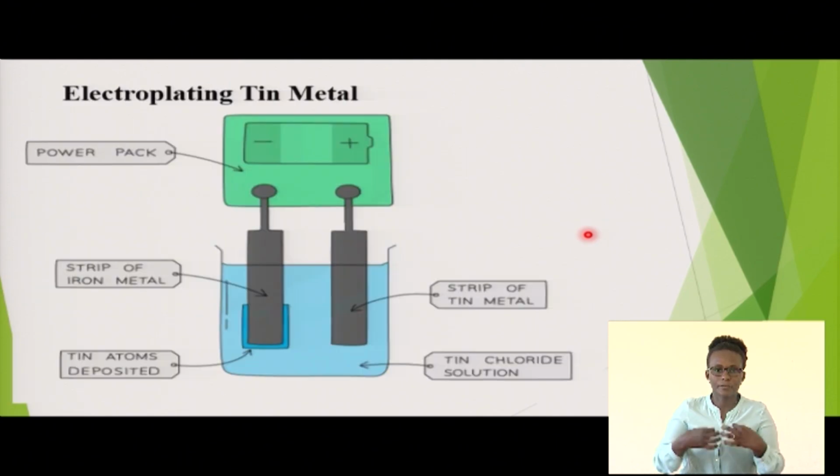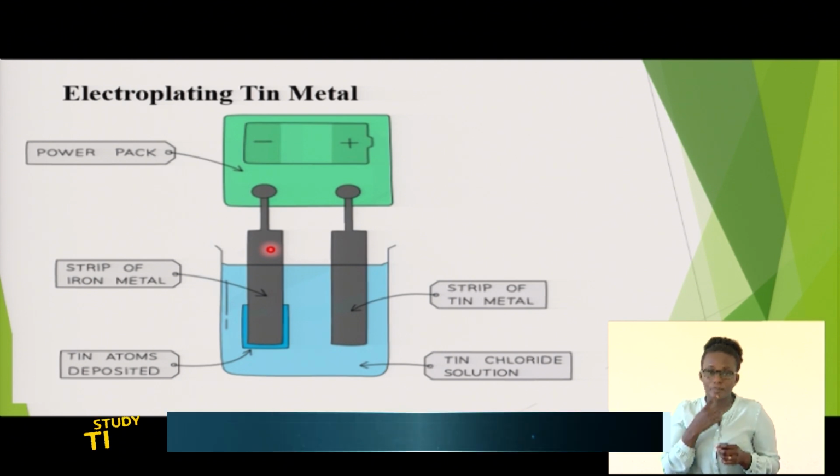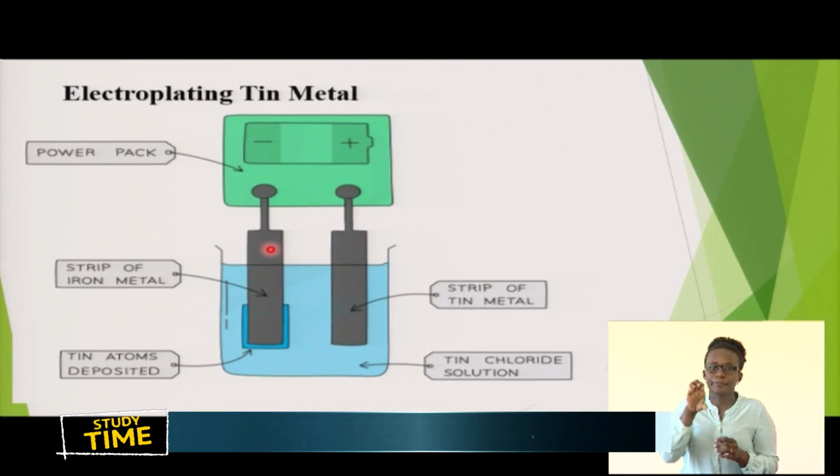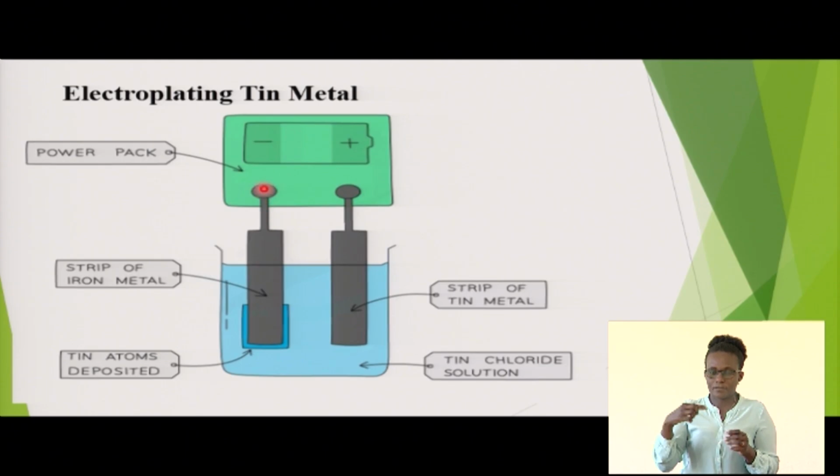So let's go to the next slide and look at electroplating with tin metal. That means the tin metal is the one that is going to be coating. As we first start, you start with the electrodes. We said that the metal to be coated must be the cathode. The cathode is the negative electrode over there. So this is the cathode, connected to the negative terminal. That is where the tin will be coating.